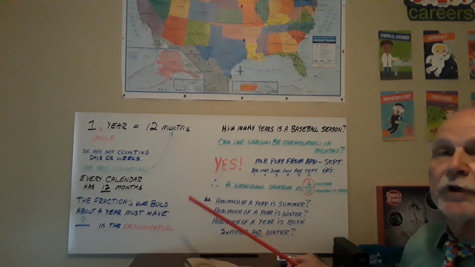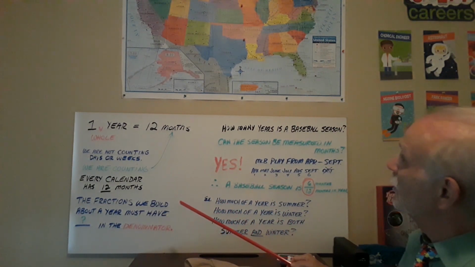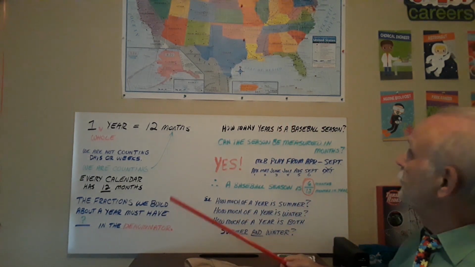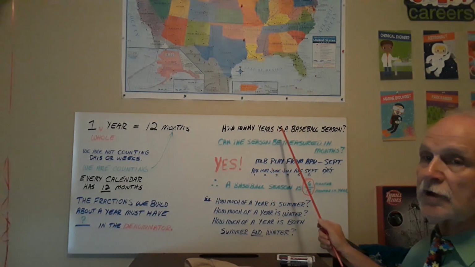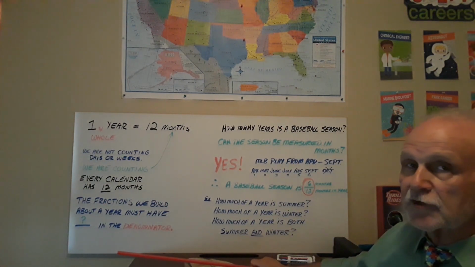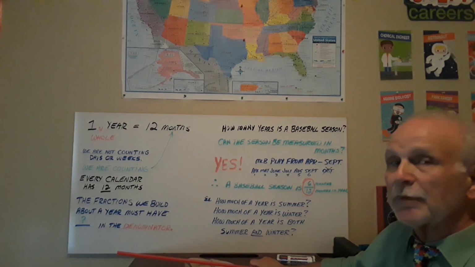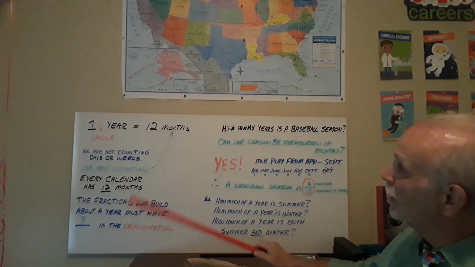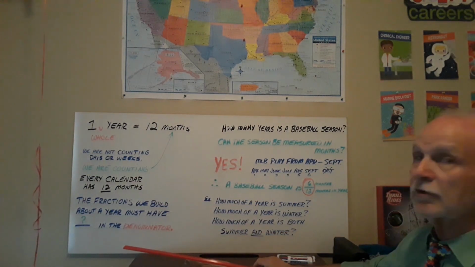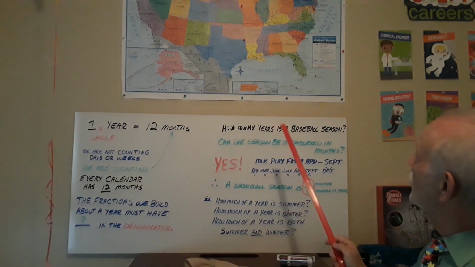So now let's see if we can build a fraction out of something else that you are familiar with, and that is a baseball season. How many years is a baseball season? Well, hopefully, since they play a different season every year, we're going to be talking about a proper fraction. We want to talk about less than 1 year for a baseball season. All right? Less than 1 year.